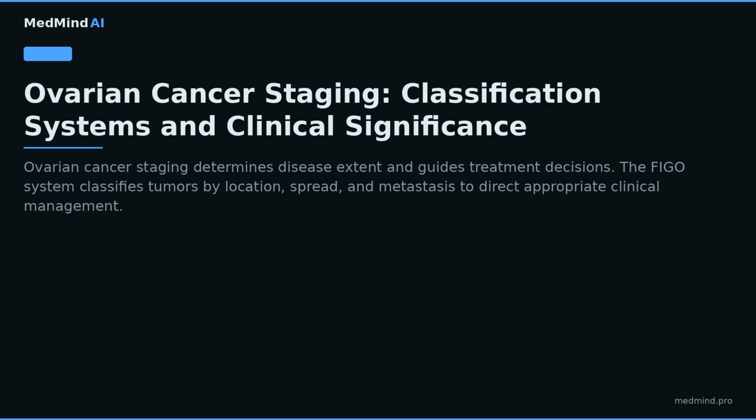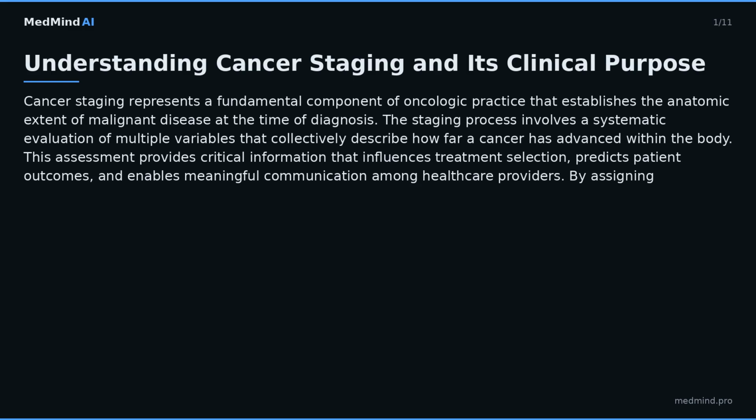Ovarian cancer staging, classification systems, and clinical significance. Ovarian cancer staging determines disease extent and guides treatment decisions. The FIGO system classifies tumors by location, spread, and metastasis to direct appropriate clinical management. Understanding cancer staging and its clinical purpose.